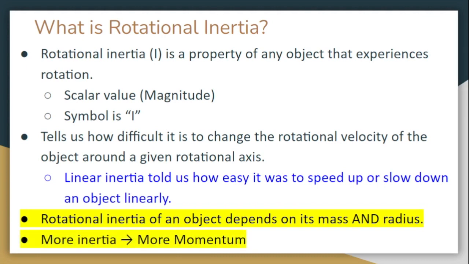So the more inertia there is, the more momentum an object will have. And we'll talk about that later on the next few slides. But that makes sense because inertia depends on mass, and if we remember, momentum also depends on mass. The main difference here is that rotational inertia depends on mass and the radius of the object, where linear, just moving left to right or up or down, only depended on mass.